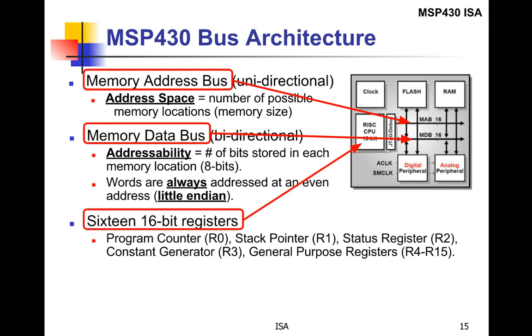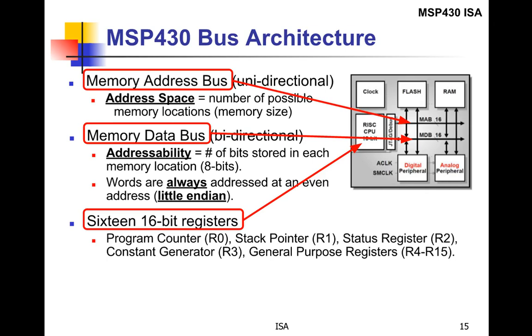Then there's 16 16-bit registers. So each of these registers can hold a whole word, and there's 16 of them. Remember, we looked at the machine instruction, and saw it had 4 bits to encode which register we were talking about, and that's why we have 16.